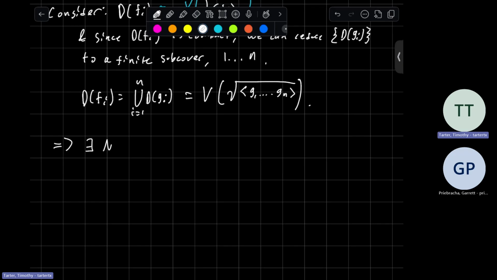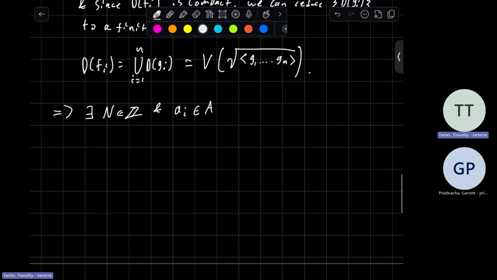This means that there exists an N in Z and a_i in A, which is our ring. Really, we're talking about Spec A, but we just have a base for the topology on Spec A, such that f to the n is equal to the sum over i of a_i f_i.